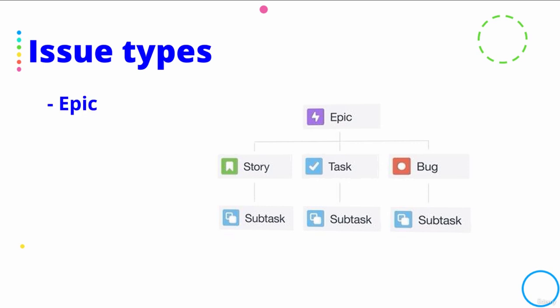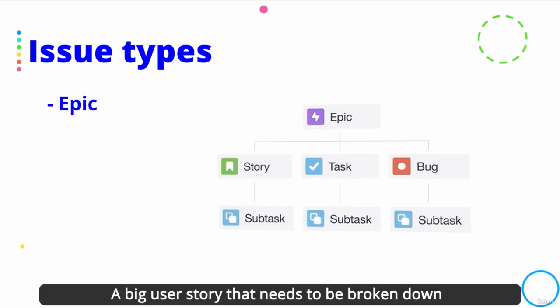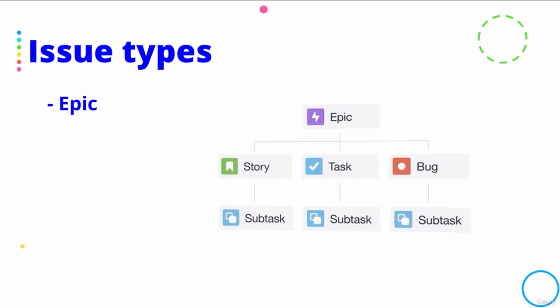Let's start with the first issue type. Epic is a big user story that needs to be broken down. Epic groups together bugs, stories, and tasks to show the progress of a larger initiative. In agile development, epics usually represent a significant deliverable.